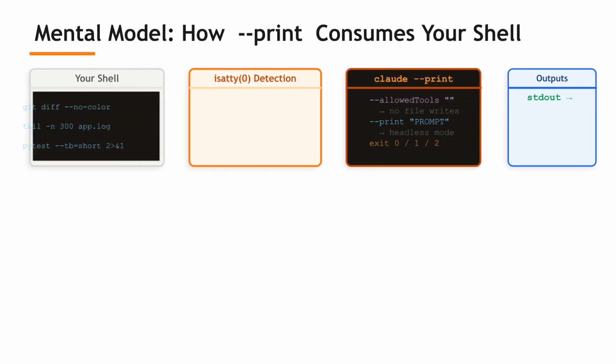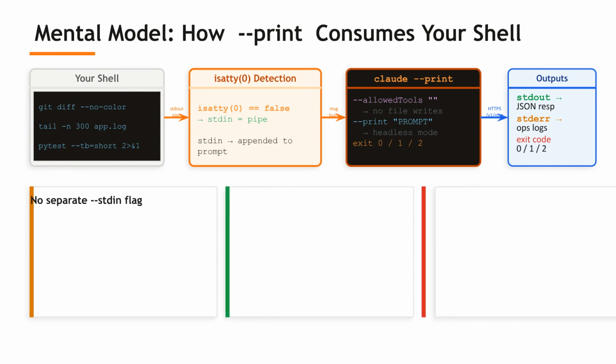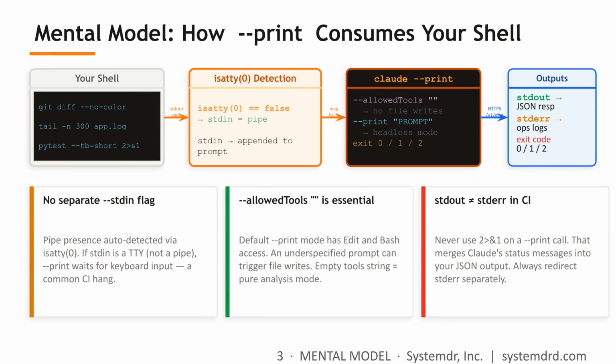Before we write any code, we need one mental model. Everything else in this lesson builds on it. Claude Code's --print flag makes Claude a proper Unix process. Read input, write to output, send operational messages to stderr, and exit with a meaningful code. Once you think of it that way, you can compose it with every Unix tool you already know.